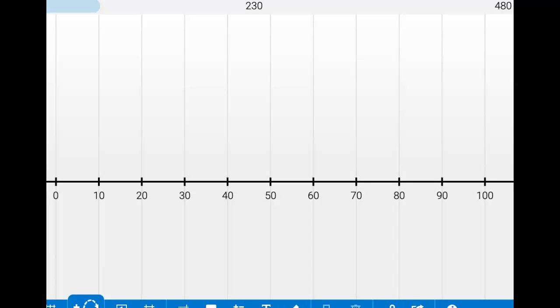Last time we counted on our number line, we went from 0 all the way up to 290. This time, we're going to go from 0 all the way up to 390. 390 is really close to 400. We're not going to get all the way to 400. So let's count on our number line from 0 to 390.